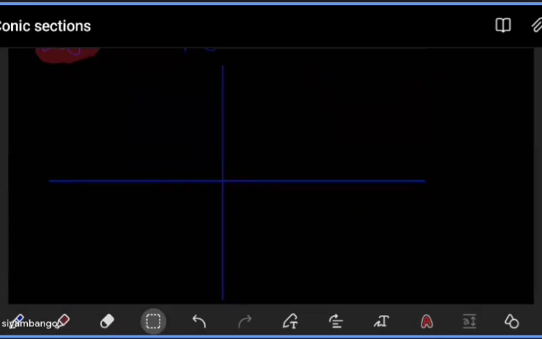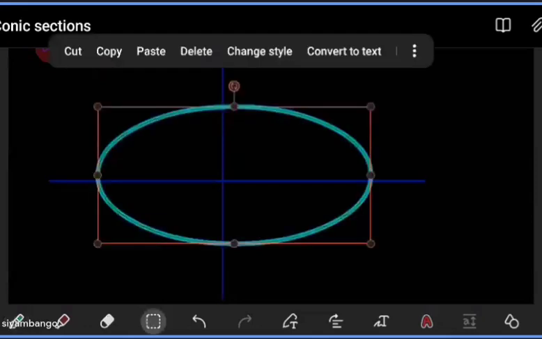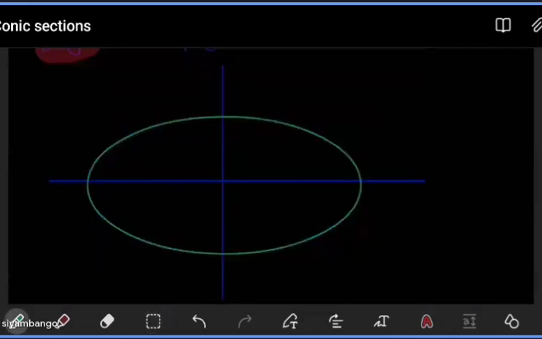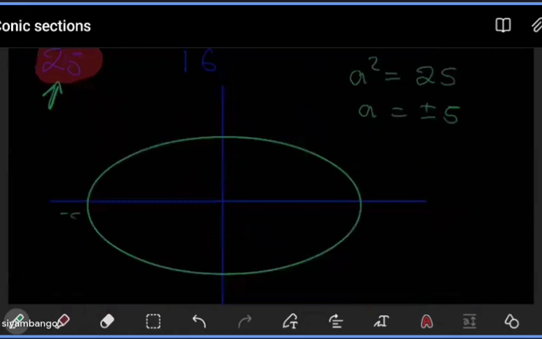Okay, so my major axis is in the x-axis. Let me place it there. So this is my ellipse, something like that. Now, how do I work with it? Well, firstly, clearly the bigger one gets to be a squared. So I have a squared is equal to 25. This implies that a is going to be plus and minus 5. So from here, I can conclude that this is at minus 5 and this is at plus 5.